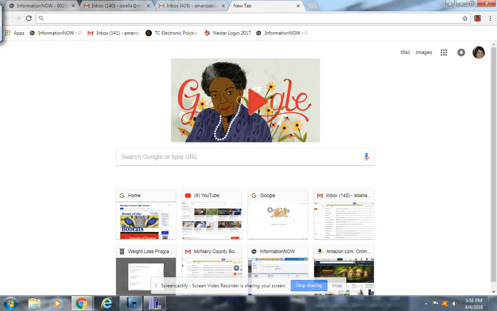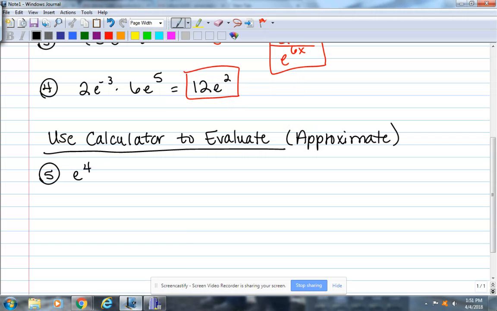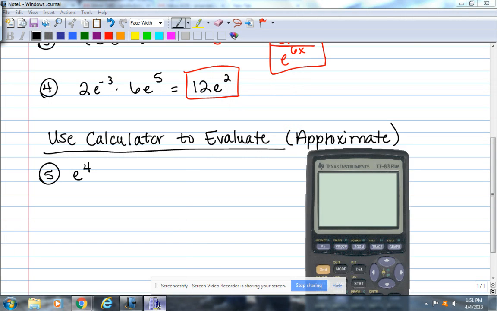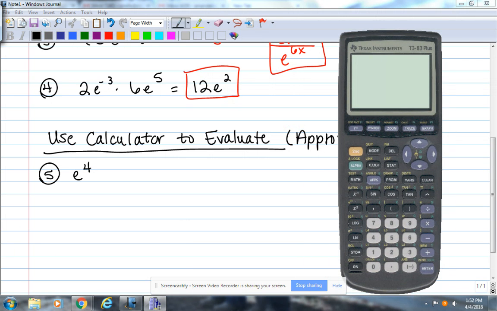Get out your calculator. Turn it on. How do we get the E to show up? Y'all remember? Second and then the LN button down here by the 4. So everybody do it with me so I can make sure we know how to do this because it's really easy. Mine looks like this.